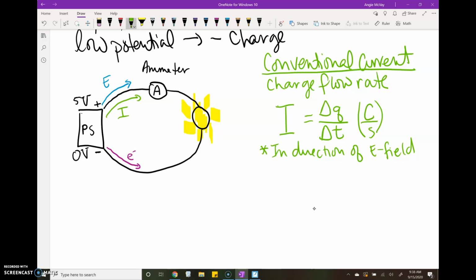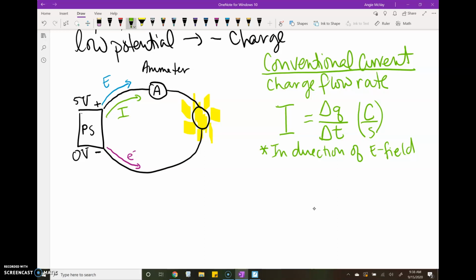And so current is the charge flow rate, right? So more charge flowing through a region would have a higher current. Okay, the ammeter measures the current flow, and the current has to go through the ammeter. Just like putting a device in water to measure water flow, you have to put a device in an electric current to measure the current flow.